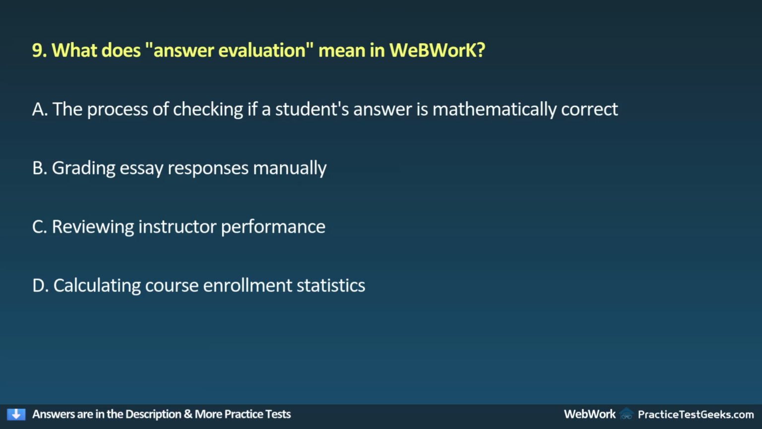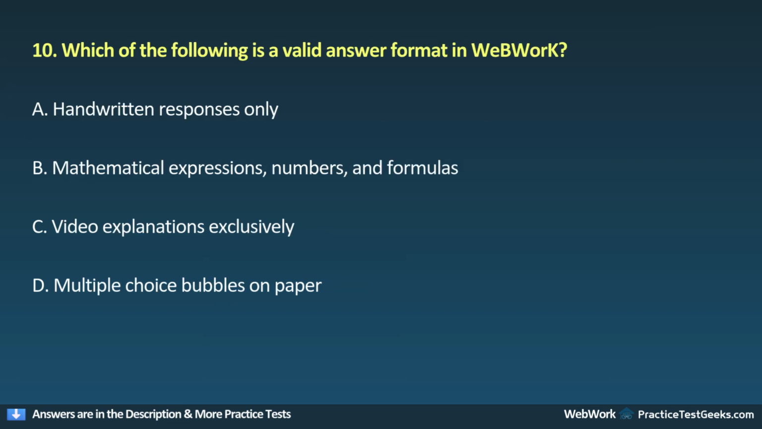9. What does answer evaluation mean in WeBWorK? A. The process of checking if a student's answer is mathematically correct. B. Grading essay responses manually. C. Reviewing instructor performance. D. Calculating course enrollment statistics.